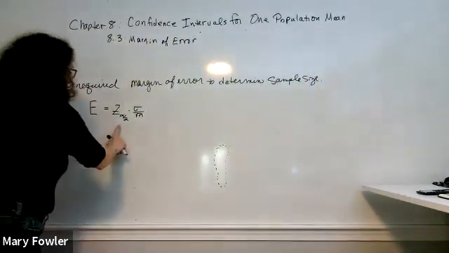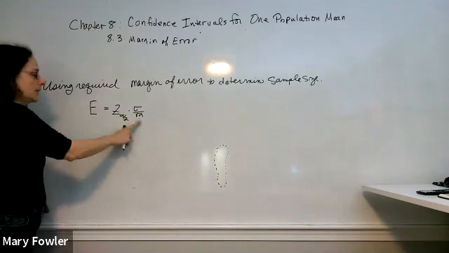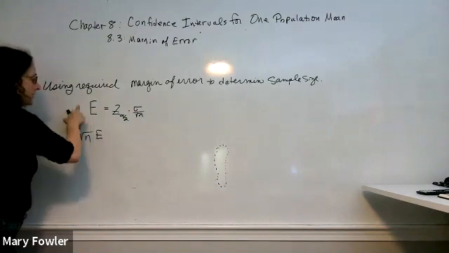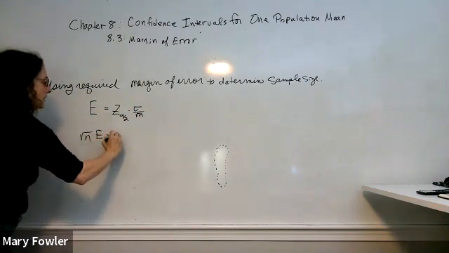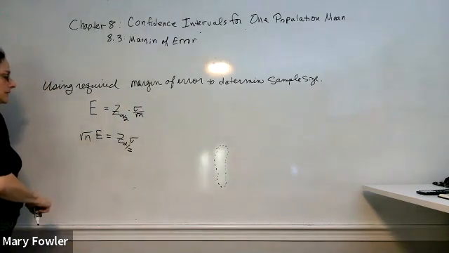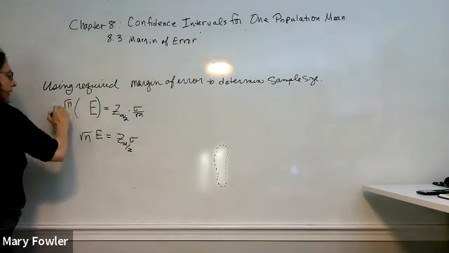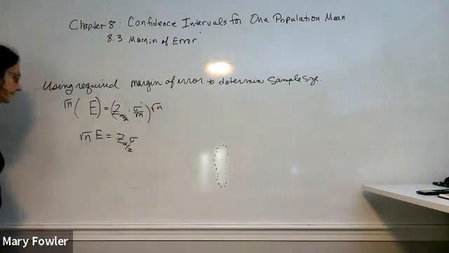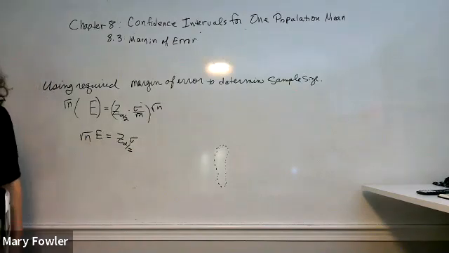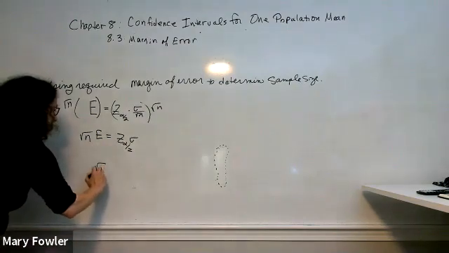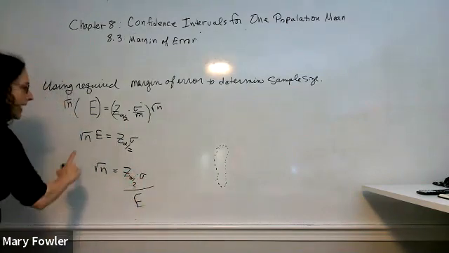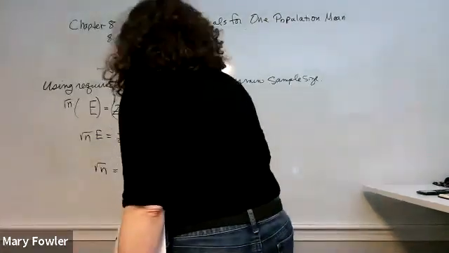So we want to solve for n. We want to isolate n. We're going to multiply both sides by the square root of n, so we have the square root of n times E on this side, and over here the square root of n clears. Now, in order to isolate the n, we're going to divide both sides by E and then square. So the square root of n is equal to z sub alpha over 2 times sigma divided by the margin of error. And now we're just going to square both sides, and that'll give us the formula.